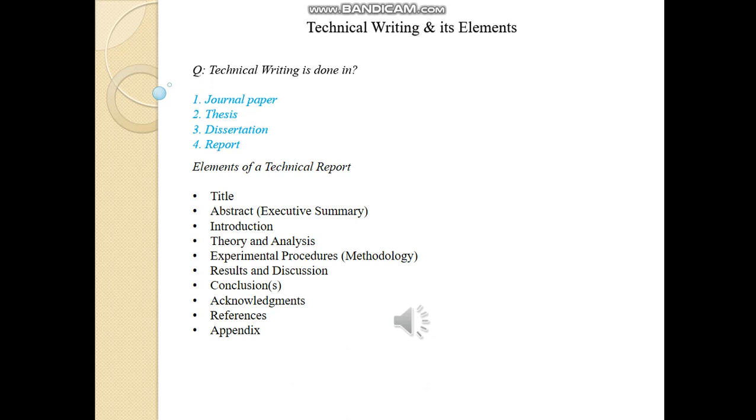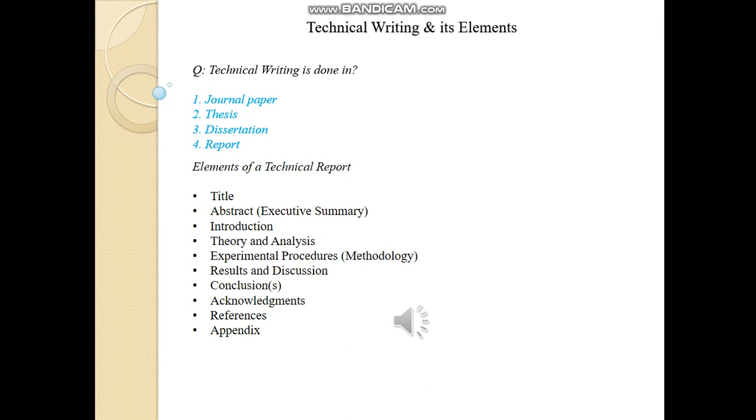The second entity for which you can write a technical report is your thesis, and that thesis is going to be comprised of different elements, and it is actually a technical report, and this thesis is actually written for the understanding of whatever project that you have done and completed.